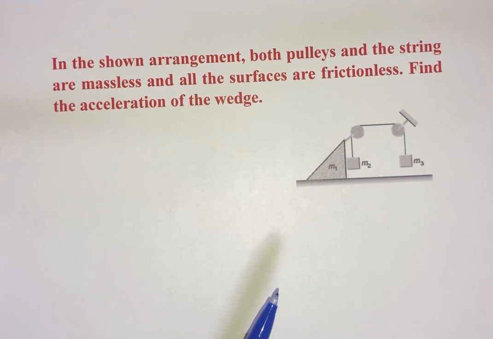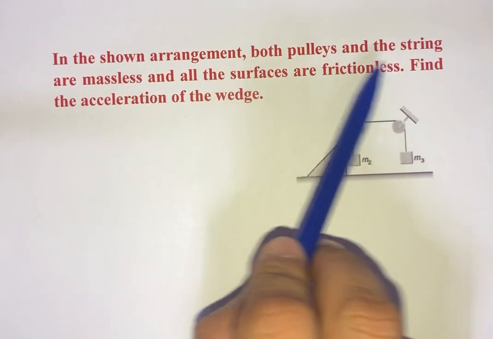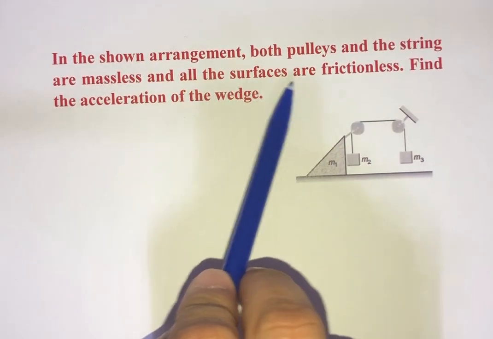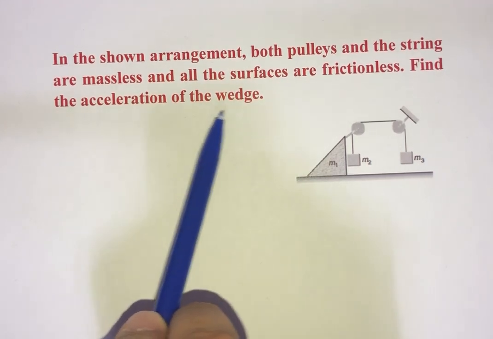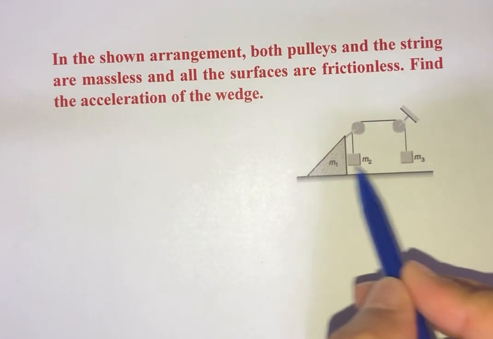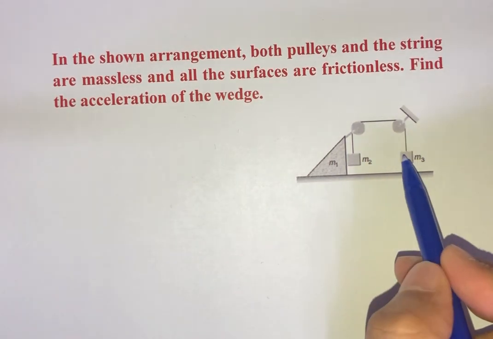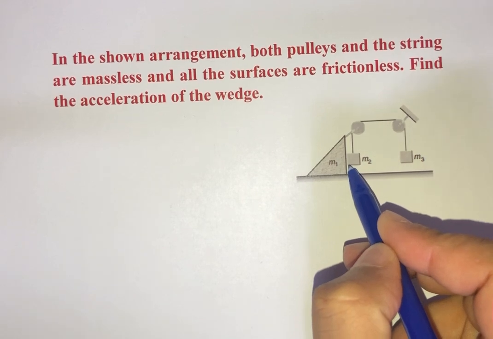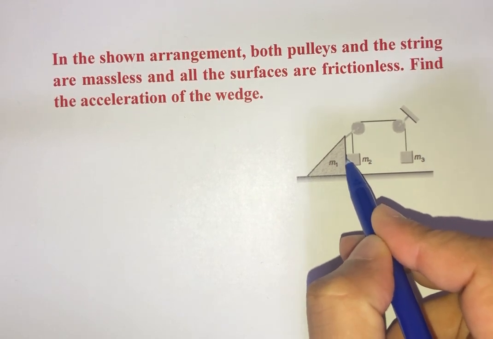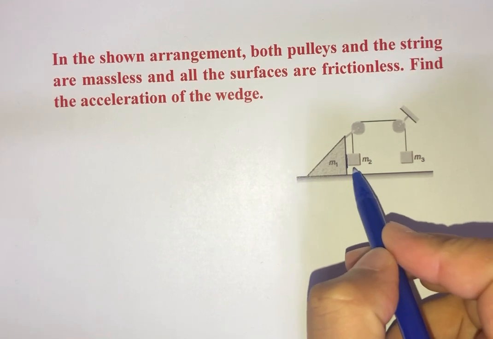Hello friends, in today's question, in the shown arrangement, both pulleys and the string are massless and all the surfaces are frictionless. Find the acceleration of the wedge. So this is a wedge whose mass is m1 and we have two masses which are connected through a pulley, and here the mass, this is connected, okay, this is joint, they are not isolated with each other.